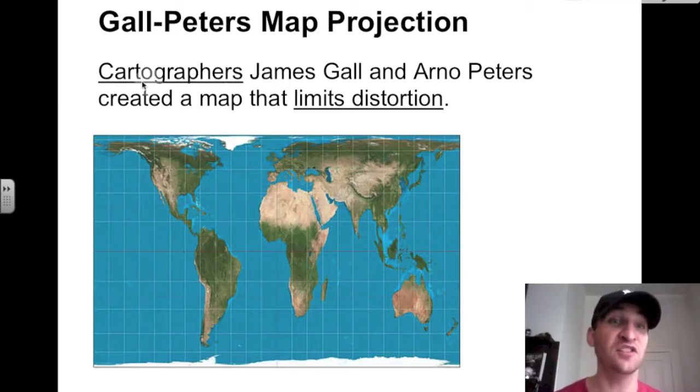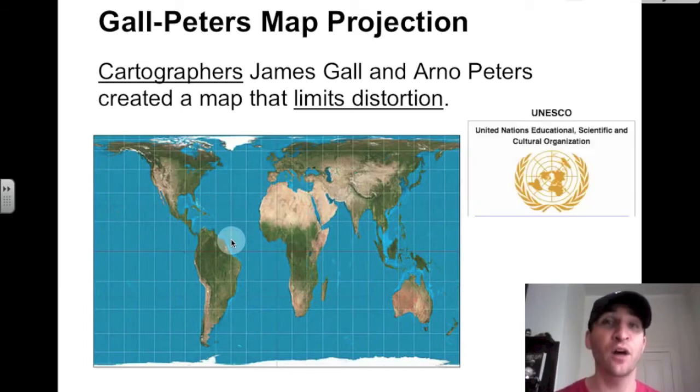Cartographers, those who study the science of map making, James Gall and Arno Peters created a map that limits distortion. And this is the Gall-Peters Map Projection, which was given the stamp of approval by a group in the United Nations, UNESCO, the United Nations Educational, Scientific, and Cultural Organization. They have said this map is the most accurate one-dimensional symbol we can get today. Look at Greenland, look at Australia. That is more accurate.